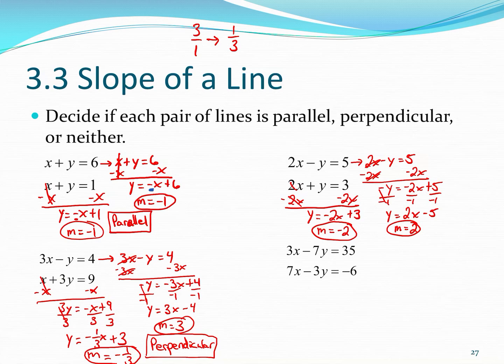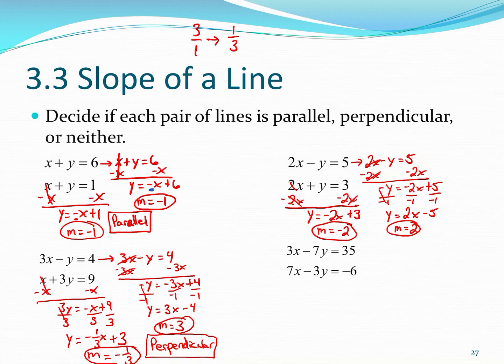The people that say parallel typically missed a sign somewhere when they divided in this first equation by negative 1. Maybe they didn't change their sign. They left it as a negative 2. Maybe something like that happened, and so they end up having the same slope, and obviously that's incorrect.